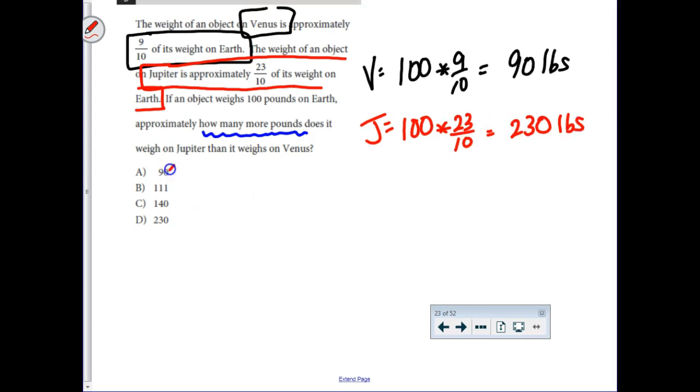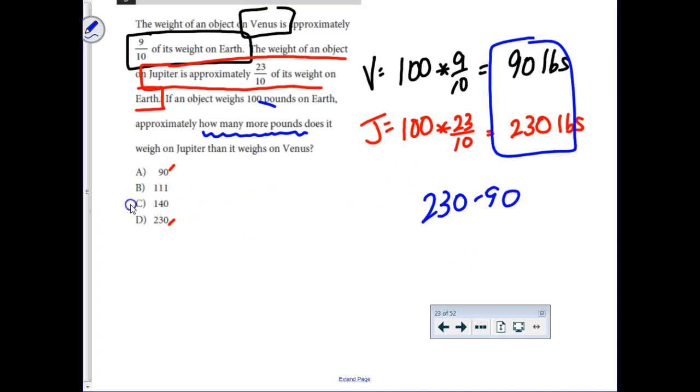Now, sneaky. Look what they did. 90 and 230 are options. This is how they catch kids, right? You do your math and you look over at the answers and you're like, oh, look, an answer that I have. Not done, because the question was, how many more pounds do you weigh on Jupiter versus Venus? So now I need you to subtract these. That's how we're going to get 140. There's other ways to do that question, guys. I'm not saying that was the only way. I just found that to be the simplest way.